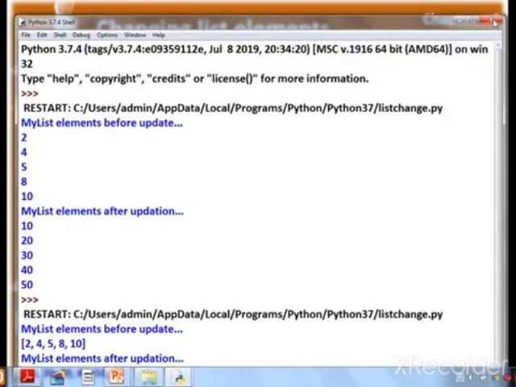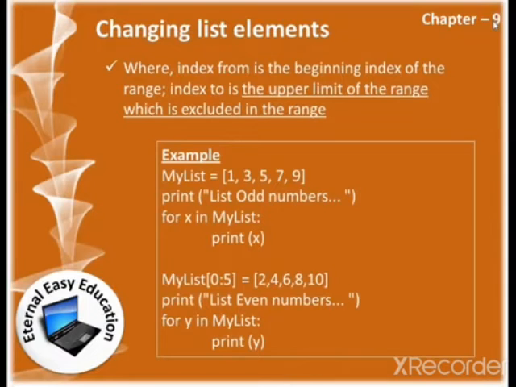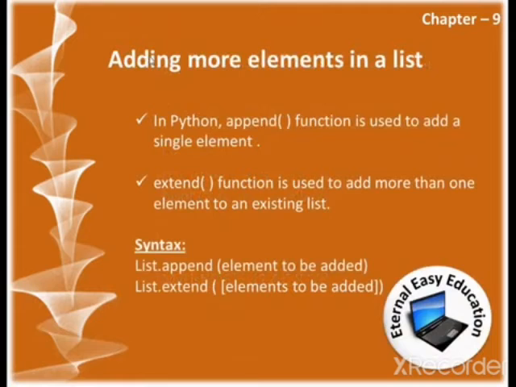So we learned how to change the elements in an existing list, at a particular index value and a range of index values. Next point is how to add elements. We don't want to change anything, but we want to add. Then we can use two functions: one is append, another one is extend. Append will add one element, that is a single element. Extend will add more than one element, but both will add the elements only at the end position.